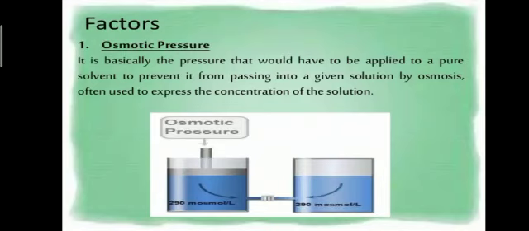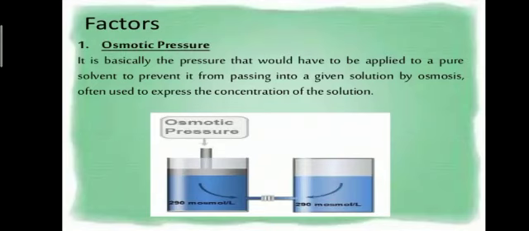Now have a look at osmotic pressure. The pressure that must be applied on the solution in order to prevent the osmosis is called the osmotic pressure of the solution. It is denoted by pi. It is basically the pressure that would have to be applied to a pure solvent to prevent it from passing into the given solution by osmosis, often used to express the concentration of the solution.